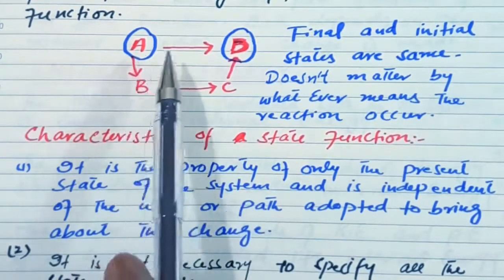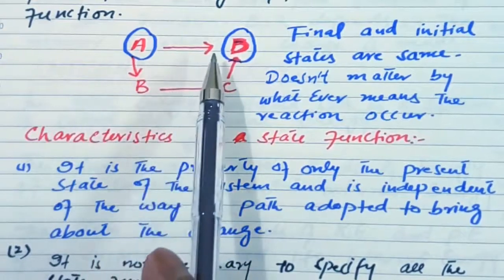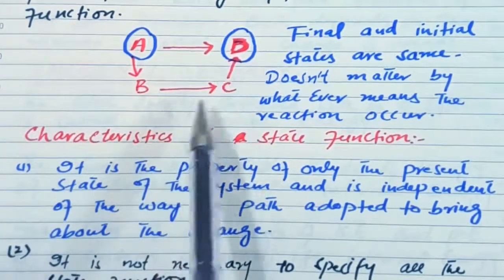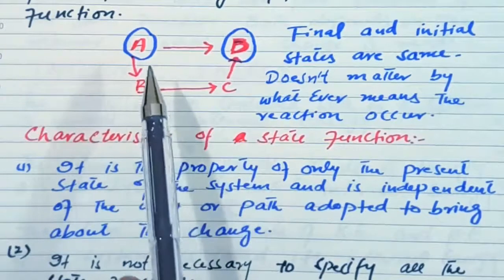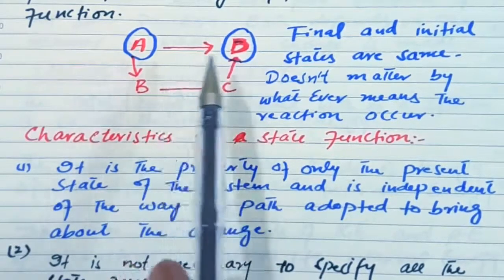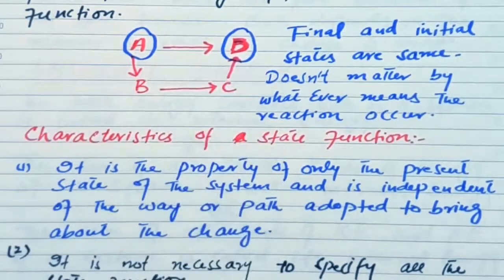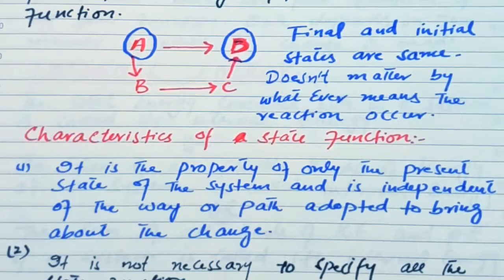Initially there is A. If you carry out the change in a single step, or if you carry out the change in multiple steps, the path is changed, but the initial and final states of the system are the same. So it depends upon initial and final state, but it doesn't matter by whatever means you carry out the reactions. It has nothing to do with the path, nothing to do with the various steps occurring in such reactions, but it deals only with the initial and final state of the system.